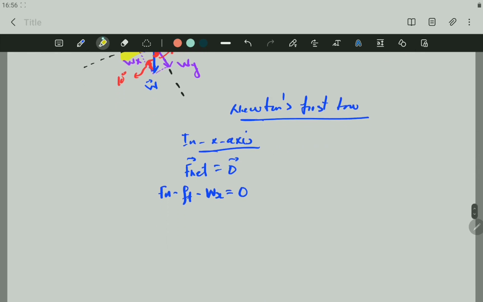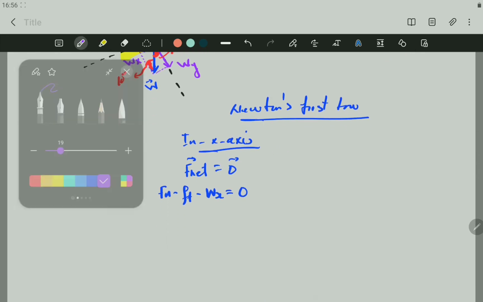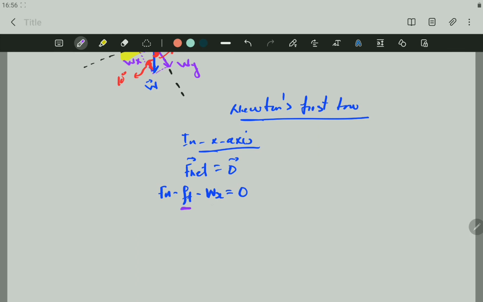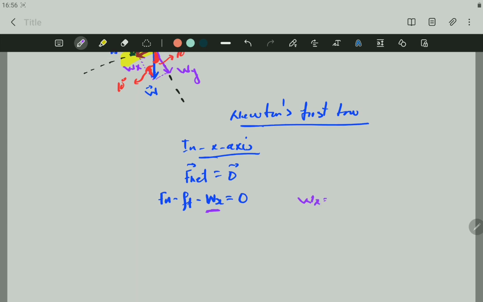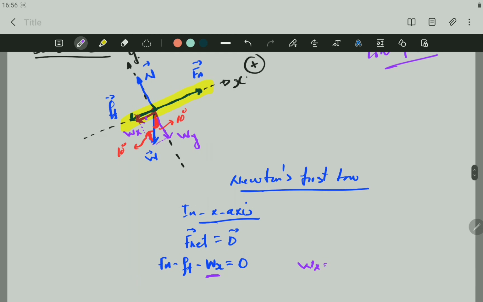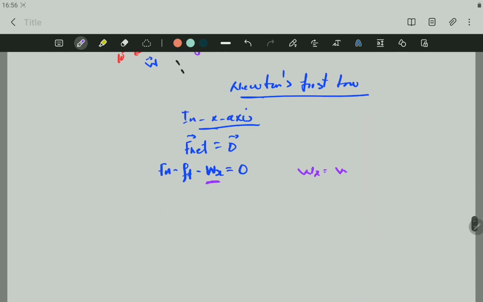Now from here, we don't have the frictional force. It's not given to us, and we don't have the applied force in the x-axis. So let's first of all get the weight in the x-axis. All we have to do is to use the angles and SOH CAH TOA. The weight in x is the opposite side, you can see it there, so it's going to be a sine. So it is weight multiplied by sine 10 degrees.